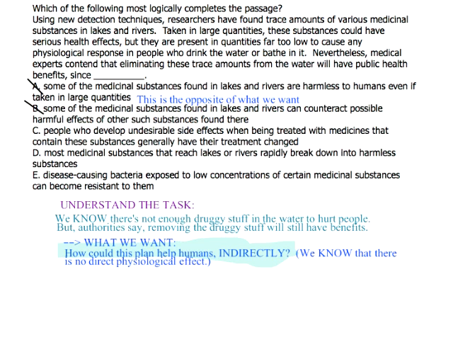C, people who develop undesirable side effects when being treated generally have their treatment changed. This has nothing at all to do with why we would want to remove those things from the water. I mean, this is not an issue of benefits or costs of having those things in there. D is sort of like A. This is also the opposite of what we want. Because if they rapidly break down into things that are harmless, then that's evidence that removing them will do nothing.